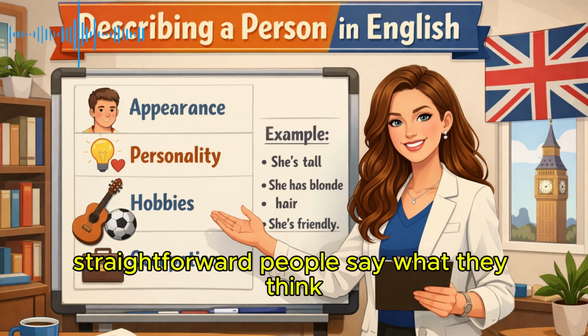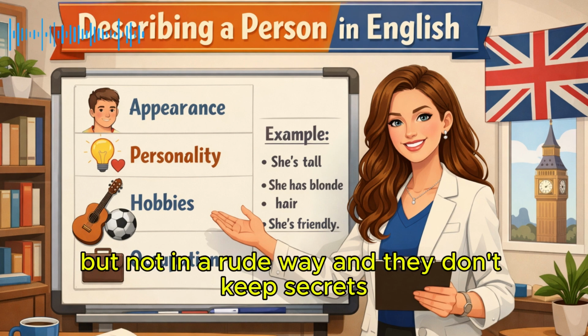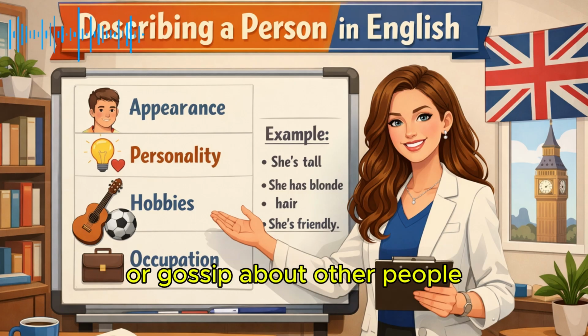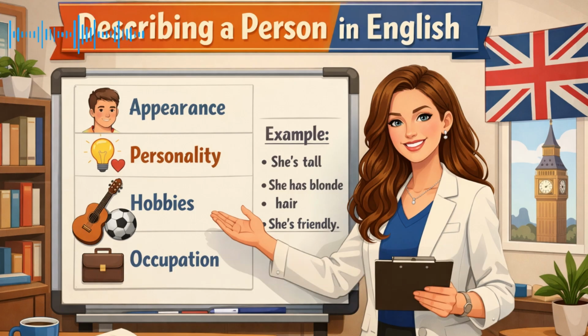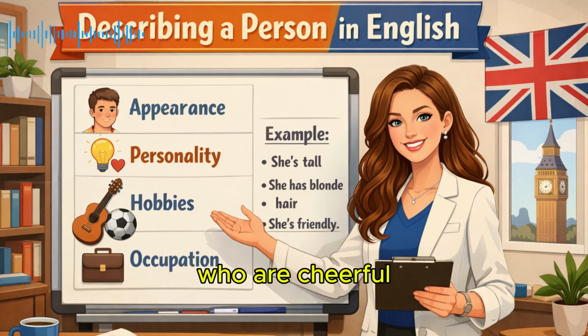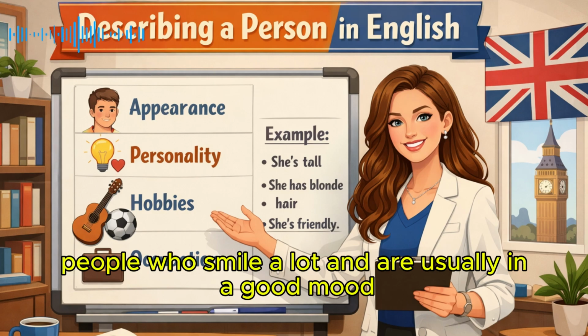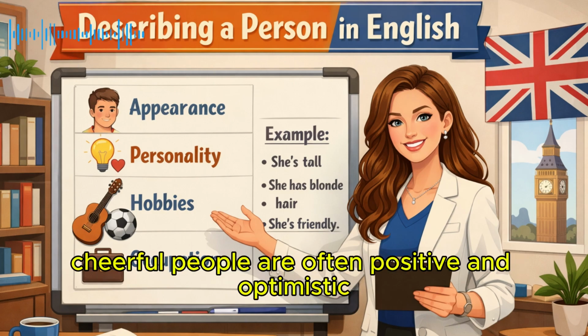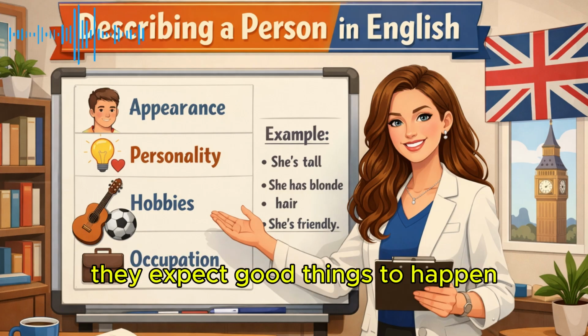Straightforward people say what they think. But not in a rude way, and they don't keep secrets or gossip about other people. Let's look at 3 more. Most of us like spending time with people who are cheerful, people who smile a lot, and are usually in a good mood. Cheerful people are often positive and optimistic, they expect good things to happen.